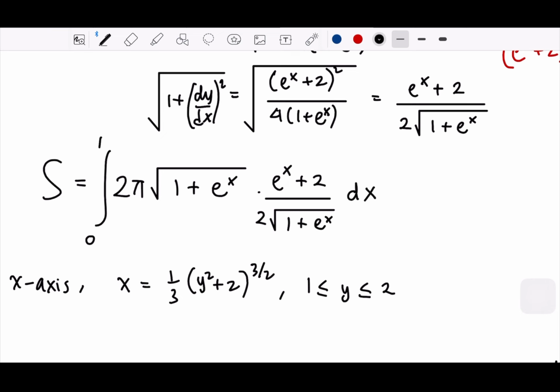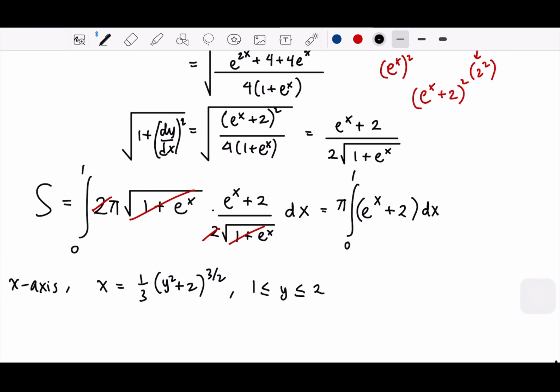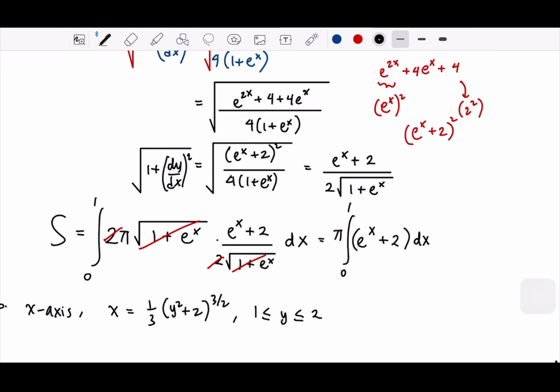Okay, so it's nicely cancelled out. So what you have is pi, I'm going to write the integration, e to the x plus 2 dx. Okay, I hope you can catch my idea here. If not, let me wait for you to take the notes and see the idea.